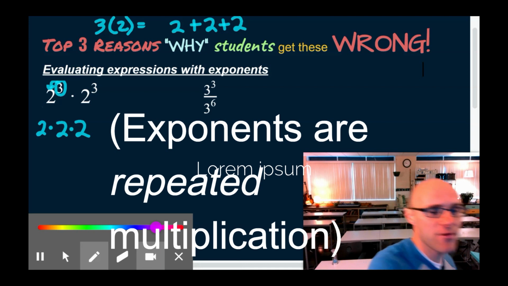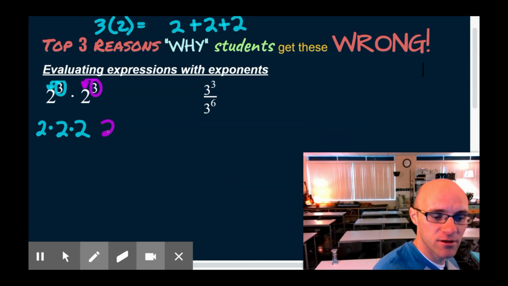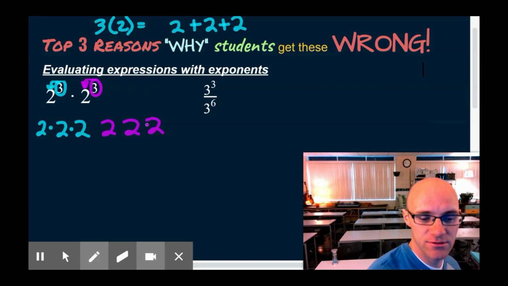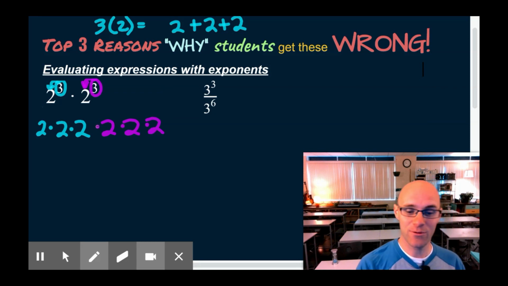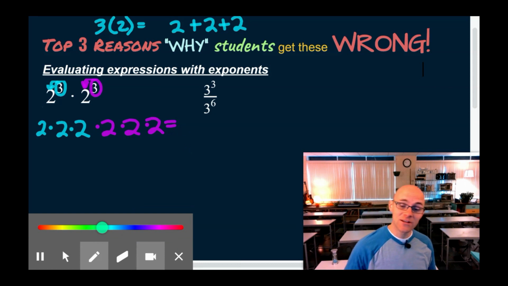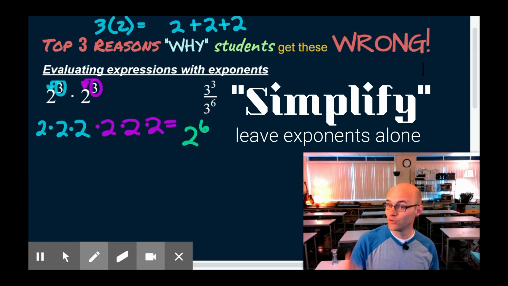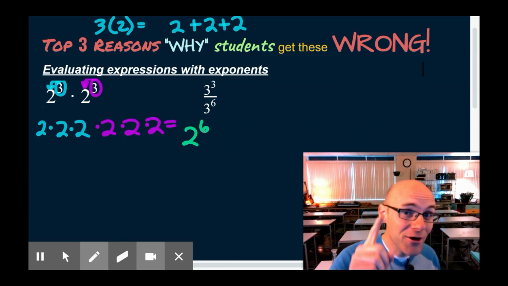And so if we have 3 more 2's down here, we could say that we have 2 dot 2 dot 2, and that would give us 2 to the 6th. There's 6 2's. Not a bad idea. You see, it would be 2 to the 6th if the directions said to simplify. But they didn't. They said to evaluate.